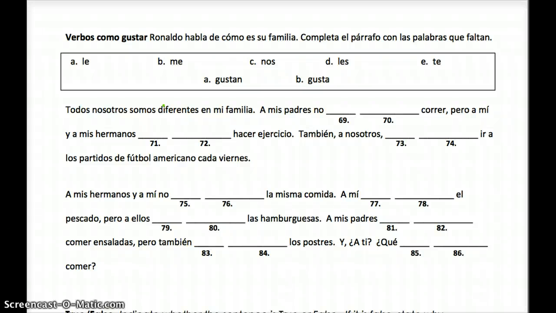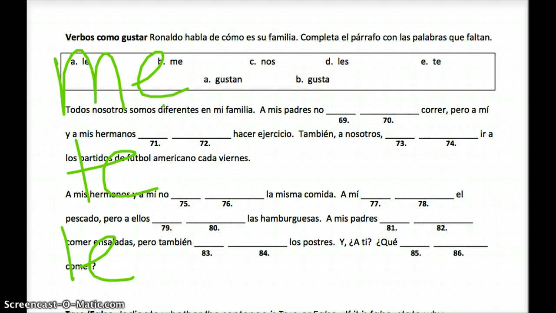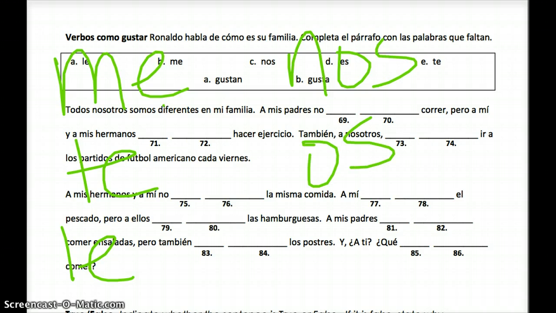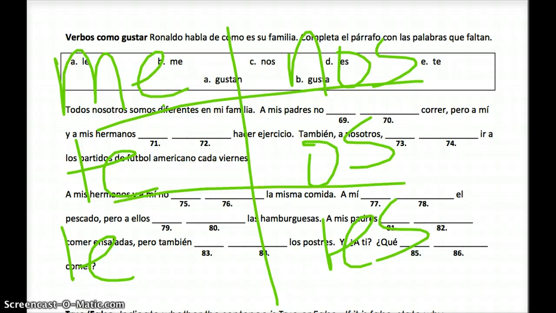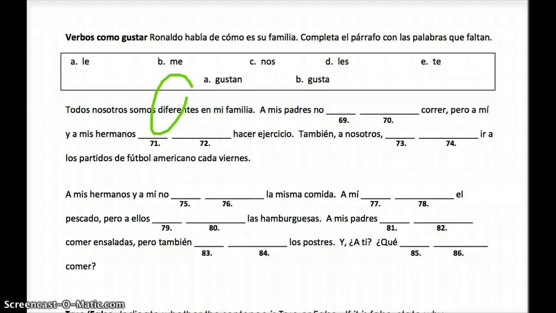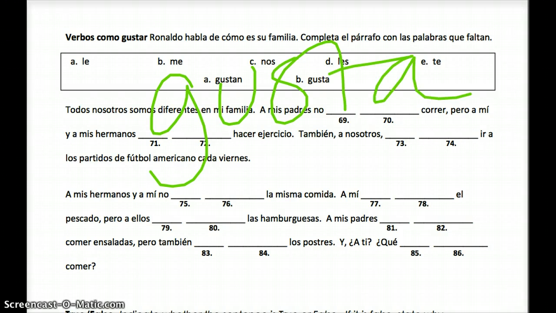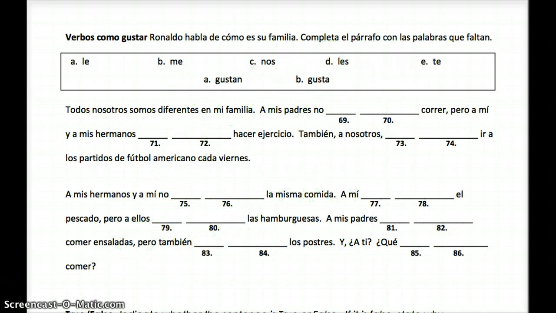Verbs like gustar. Don't forget that verbs like gustar have, first of all, me, te, le, nos, os, les. That's going to come first. And then after it is going to be the verb like gustar, and it's just going to be gusta or gustan. The way you look at these is that the me, te, le, nos, les is going to be who it is that does the liking.